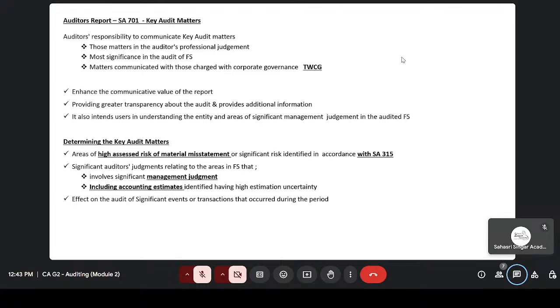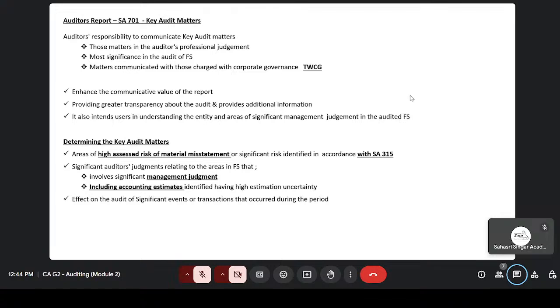Okay, and also determining the key audit matters further in detail. SA 315, you know that it is about assessing the risk of material misstatement. You cannot write SA 315 and all, but you can write in half a paragraph the areas that have been assessed in terms of material misstatement, significant risk identified.